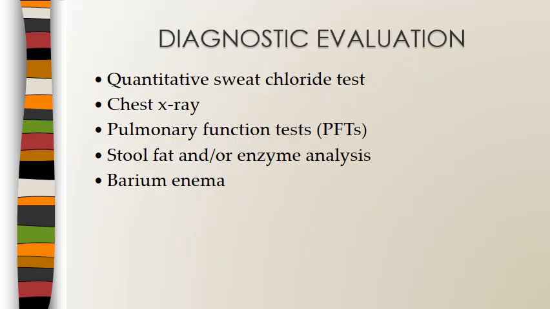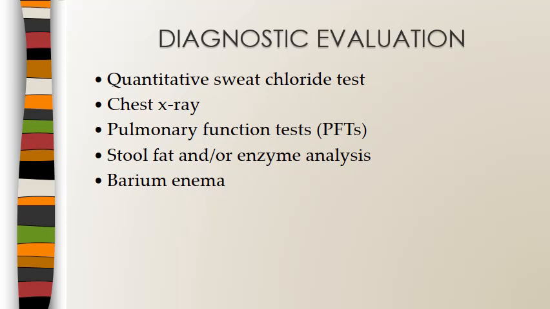Diagnostic evaluation is via a quantitative sweat chloride test. Basically, we heat up an area of the child's forearm and cause it to sweat, and we collect the sweat and then measure the amount of sodium within the sweat. Newborns cannot get a sweat test until they're a little bit older, so we often don't have a definitive diagnosis until infancy, because it's really hard to get a newborn to sweat.